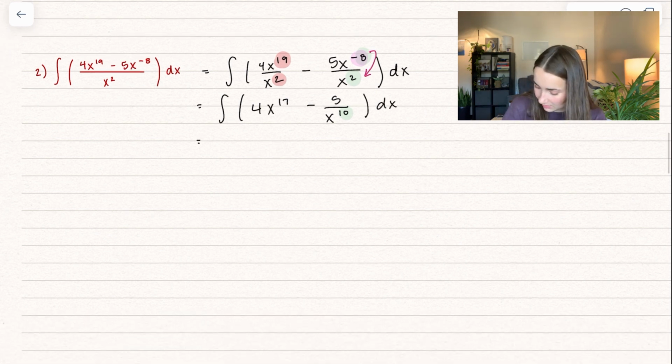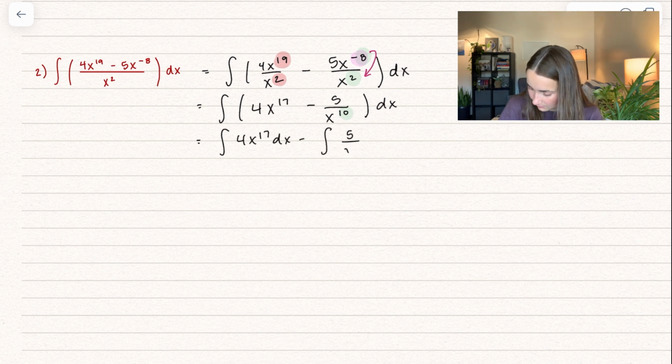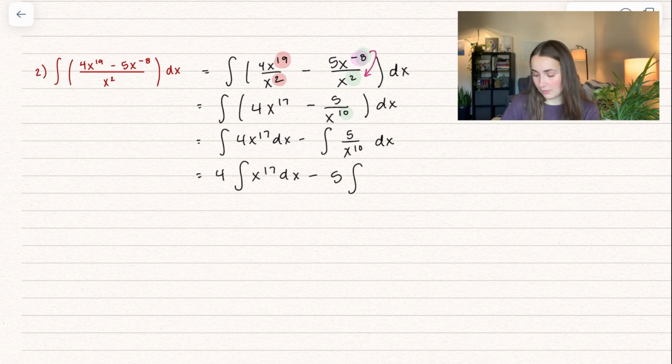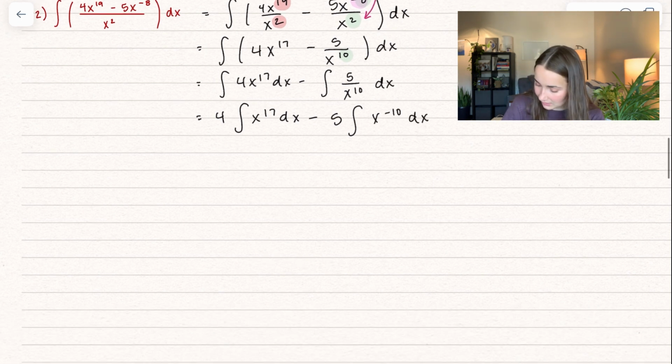So first, I'm going to split this up. And I'm going to use the scalar multiple rule. So I'm going to bring out those scalars. And I'm going to write this x to the power of 10 as x to the negative 10 if I bring that up. That way we can use power rule, right? So let's go ahead and do this thing.